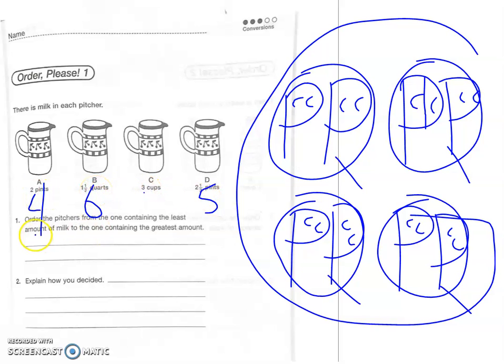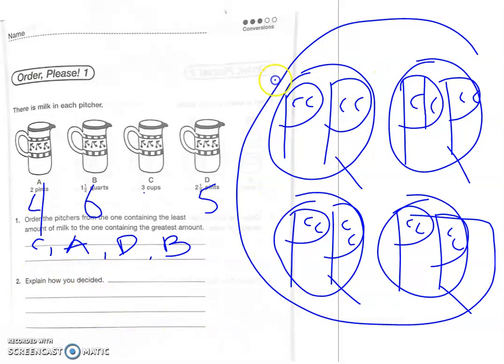So if I'm putting them in order from the one containing the least amount of milk to the one containing the greatest amount, I would say it would be C, A, D, and B. So, explain how you decided.